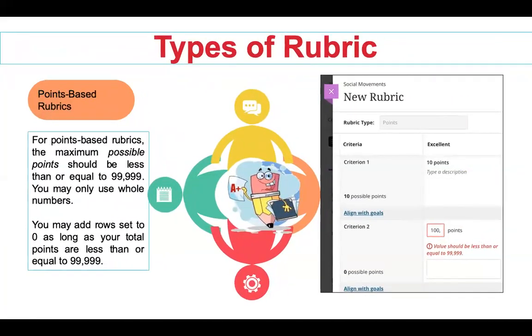And if we are talking about the point-based rubric, for point-based rubrics, the maximum possible points should be less than or equal to 99,999. You may only use whole numbers, just like this. You may add a row set to 0 as long as the total points are equal to or less than 99,999. You can see here one screen available from the rubric where you select the points. There is an indication that the value should be less than or equal to 99,999.